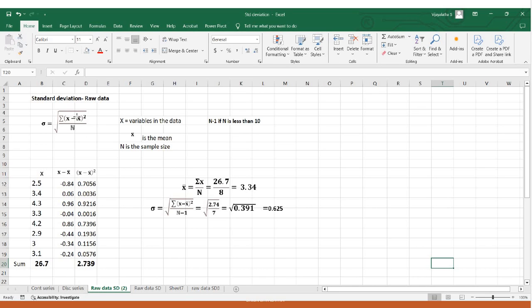Next, we need the square of this in the formula. So this difference between x and the mean is squared and we get the values here. The total is 2.739 and this is what we need for the numerator. So it is 2.74 and we have 8 observations. It is less than 10, so 8 minus 1, 7. So we get the standard deviation as 0.625.